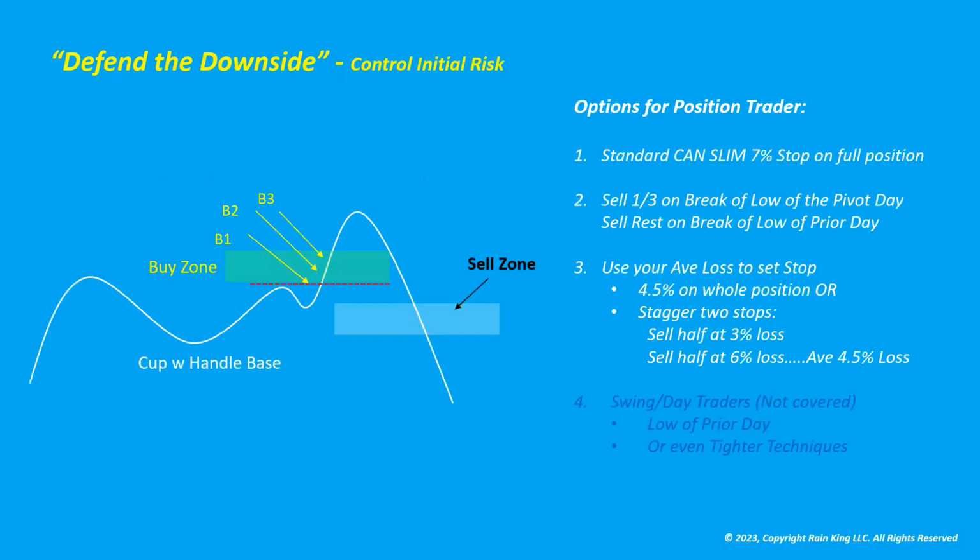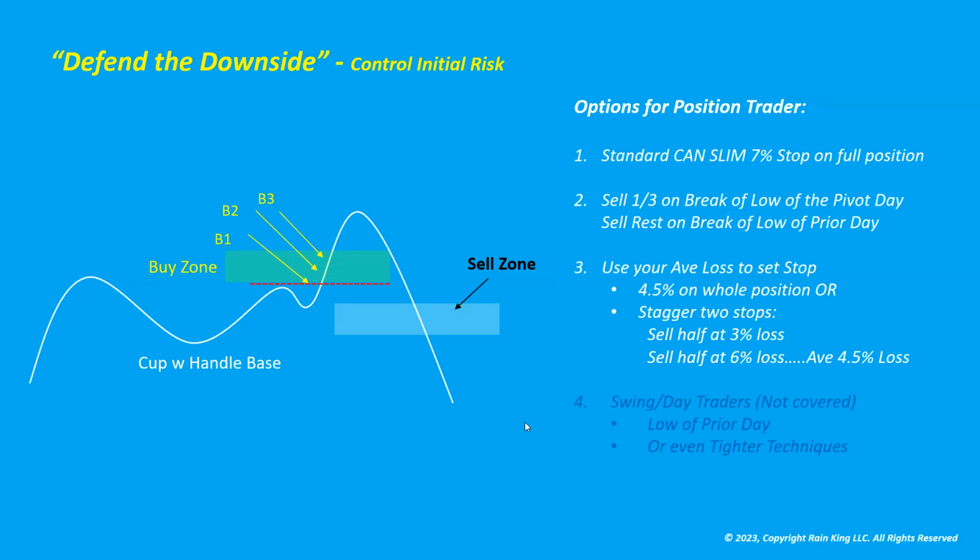So defending the downside. Let's go over a couple of very mechanical ways to control your initial risk. If you're a CAN-SLIM trader, the very standard stop loss on a CAN-SLIM position is a 7% stop on a full position. Fairly easy, you're probably all familiar with that. The second mechanical way is to sell one-third of the position on a break of the low of the pivot day. And you would sell the other two-thirds on a break of the low of the prior day. And we'll show that on a chart.